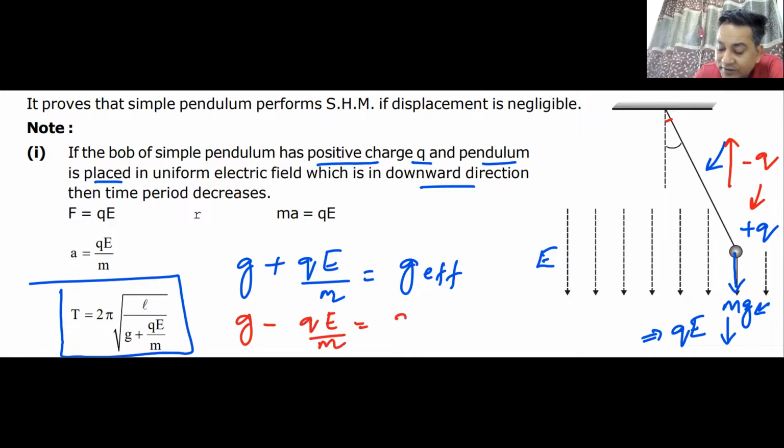So you just replace g by g effective. In the first case, the blue case, you have replaced it by g plus QE by m. In the second case, the red case, you have replaced it by g minus QE by m. Do we understand this? I'll give you a minute to note this down.